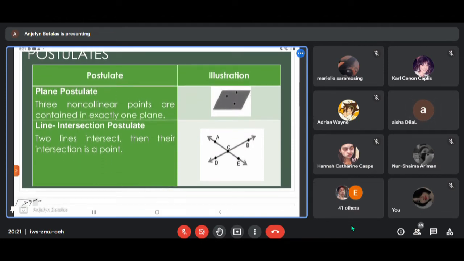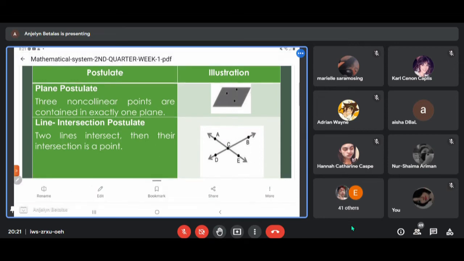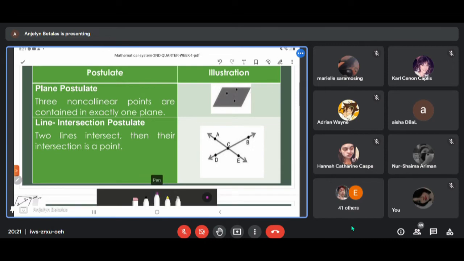Plane postulate. Three non-collinear points are contained in exactly one plane. Non-collinear points, okay? Are contained in exactly one plane. The same as with a line: two points are contained in exactly one line. So for a plane, you need three points. And then the line intersection postulate. If two lines intersect, then their intersection is a point. We had this in the module last time.